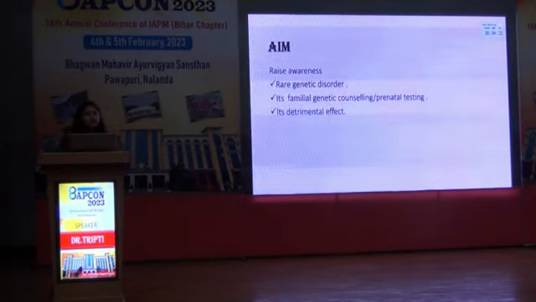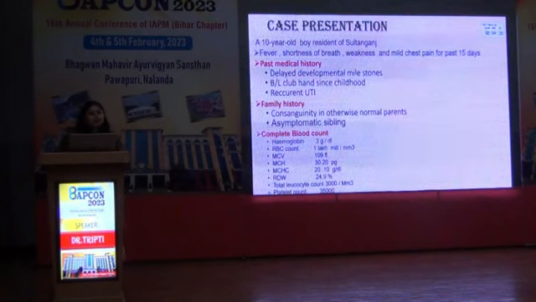My aim is to raise awareness of this rare genetic disorder, its familial and genetic counseling with prenatal testing, and its detrimental effect. Now coming to the case presentation, my case is of a 10-year-old boy, resident of Sultanganj, who complained of fever, shortness of breath, weakness and mild chest pain for the past 15 days. In past history, we found he had delay in developmental milestones. He had bilateral club hands since childhood and recurrent UTI. In the family, he had asymptomatic parents and siblings, but the parents had a consanguineous marriage.